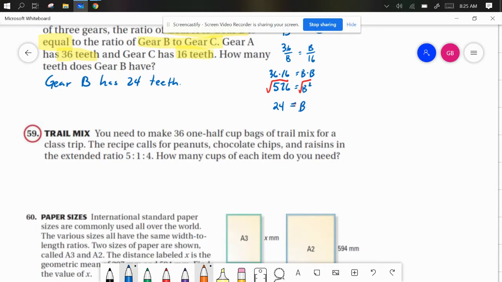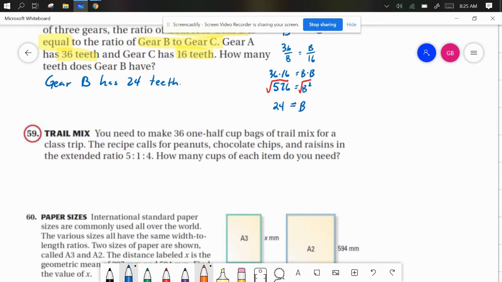59. Trail mix. You need to make 36 1/2 cup bags of trail mix for a class trip. The recipe calls for peanuts, chocolate chips, and raisins in the extended ratio of 5 to 1 to 4. How many cups of each item do you need?